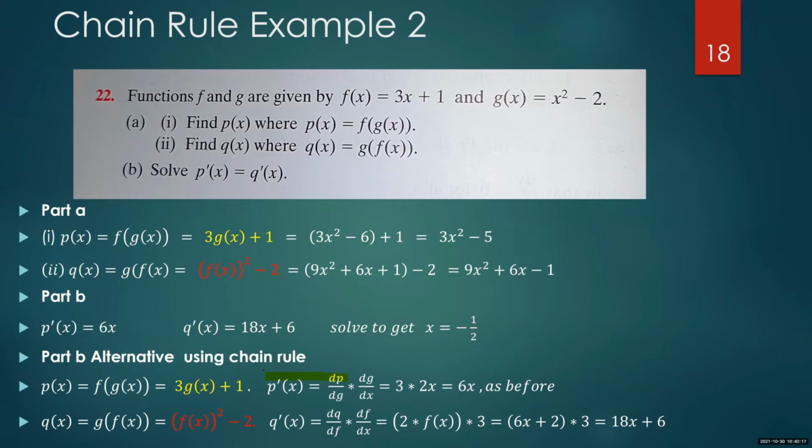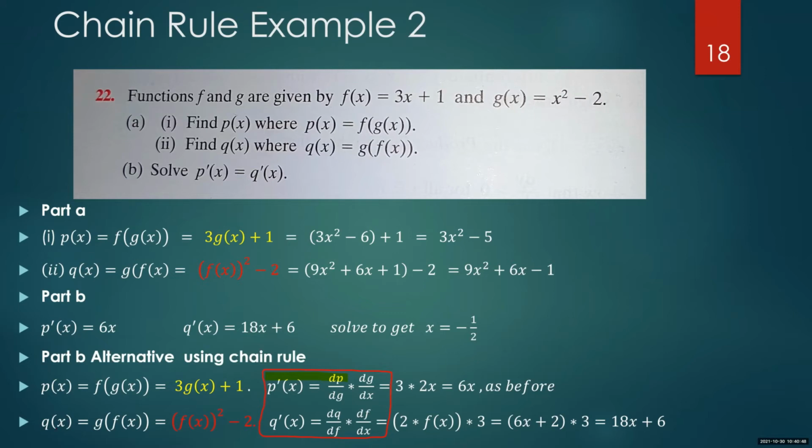With the chain rule, really, the differentiation piece isn't that hard. The secret sauce is getting your variables right. So here we have p of x is equal to f of g of x. We want p dash of x, and it's dp dg by dg dx. Similarly, we've got q of x, which is equal to g of f of x. Q dash of x is equal to dq df by df dx.